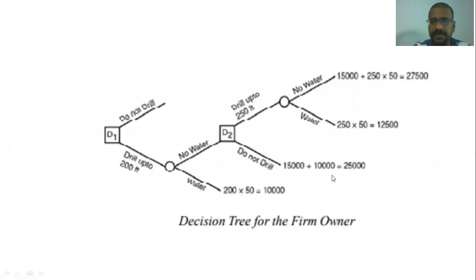So our decisions will go this way. We do not drill any well, or we drill up to 200 feet. Once we drill up to 200 feet, there are two outcomes we can get. Either we get water, in which case the cost of drilling will be 200 feet into 50 rupees per foot, that is 10,000. If there is no water, we take another decision.